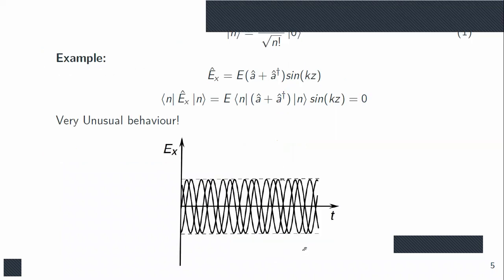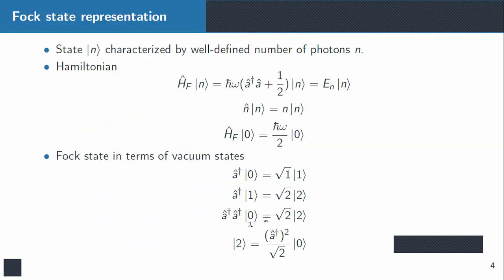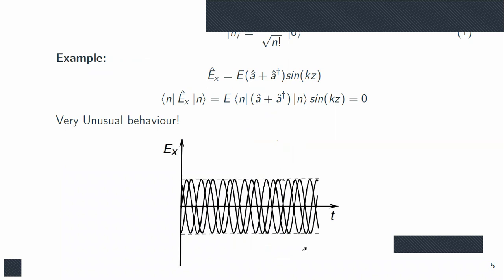So repeating this kind of procedure, we get a recursion relation, and we can represent the state n, having n photons in a given field, in terms of the vacuum state as given in equation 1. So this is how we can represent any given state in terms of the vacuum state if the given field is a Fock state.